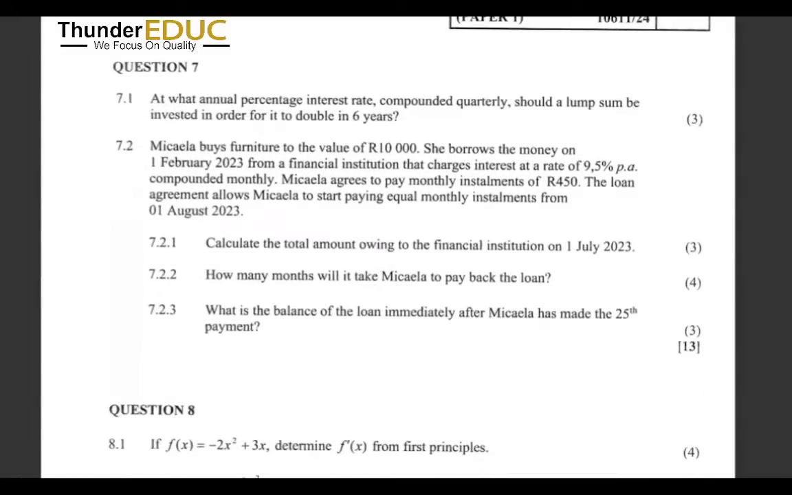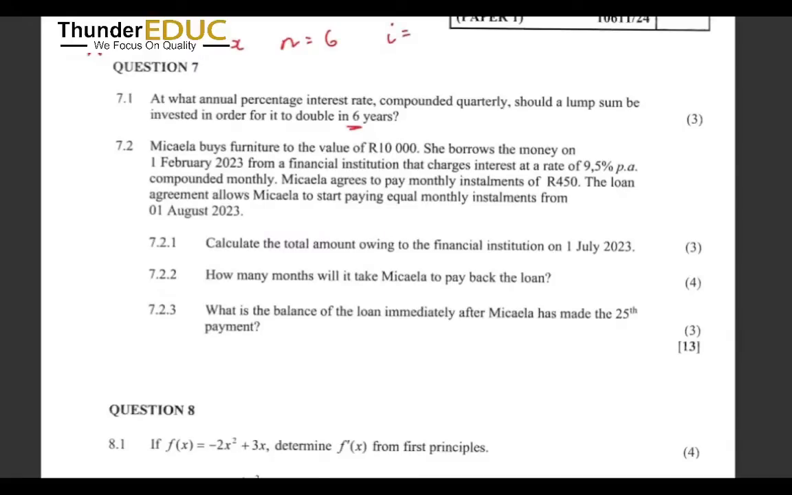Question number 7. All right, so with question 7, they're telling us, at what annual interest rate, that is compounded quarterly, should a lump sum be invested for it to double in 6 years? So we know that our A is going to be 2x, and then our P is going to be x. X is the lump sum, and then the accumulated value, the future value, will be twice the value. And then our N is a 6. They want us to get I if we are compounding it quarterly.